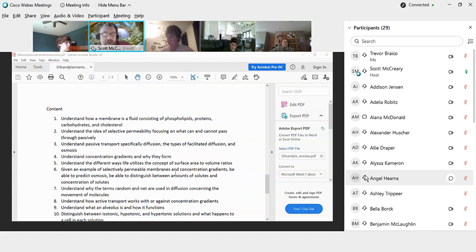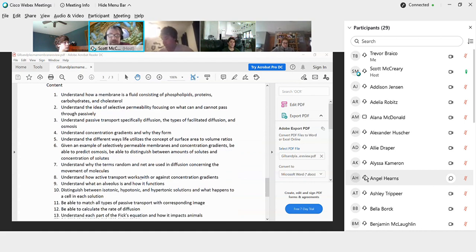7, understand why the terms random and net are used in diffusion. Make sure you understand that these molecules are constantly moving in a random manner, but there could be net movement if there's a higher concentration on one side than the other. And again, we talked about active transport. It can go with or against. So you can pump things against the gradient, or you can pump things with the gradient.